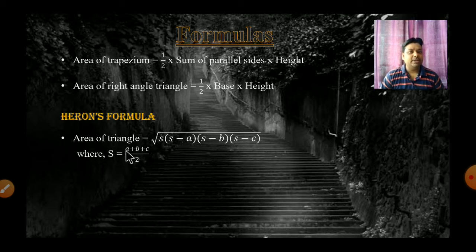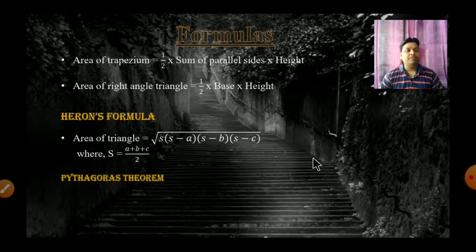It means S is the semi-perimeter. We know that if you add all three sides of a triangle, you get the perimeter. Half of the perimeter is called the semi-perimeter, and for the first letter of semi-perimeter, we denote it by S. S is equal to A plus B plus C by 2, and it is called Heron's formula. Now, what is the Pythagoras theorem?